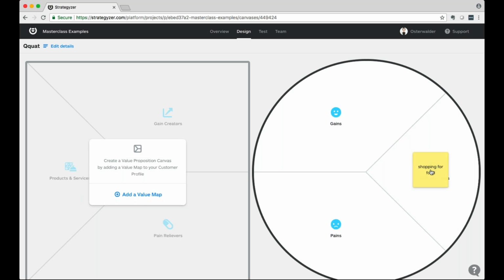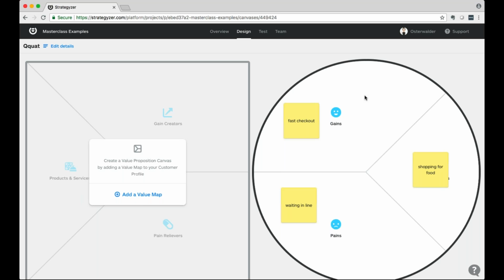And then you ask, well, what are the pains related to shopping for food that you might have? Well, I hate waiting in line. Okay, so good. Then what are some of the gains? Well, I really like fast checkout. Okay, so you could go on with this, and then you get a pretty nice kind of customer profile.